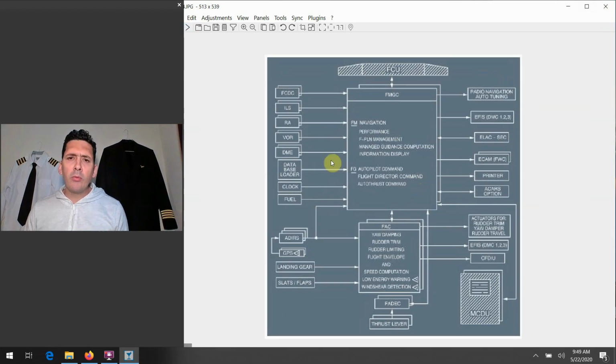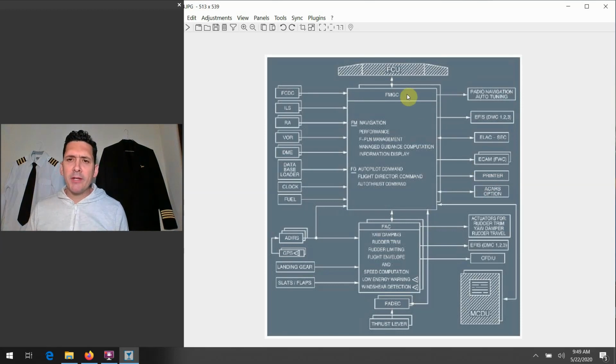I won't read through every single thing that appears in the slide here, but take a minute to pause the video and you can read about all the different sensory inputs and data inputs and computing inputs that go into the FMGC. There's a tremendous amount of data transfer happening underneath the hood there.